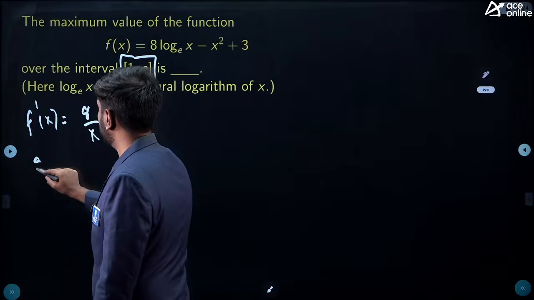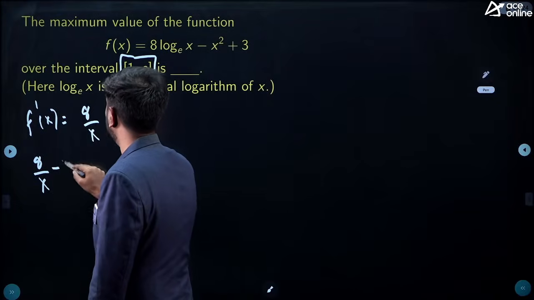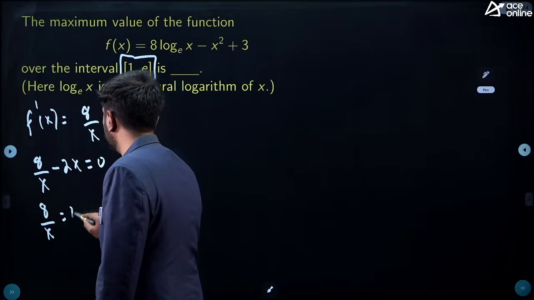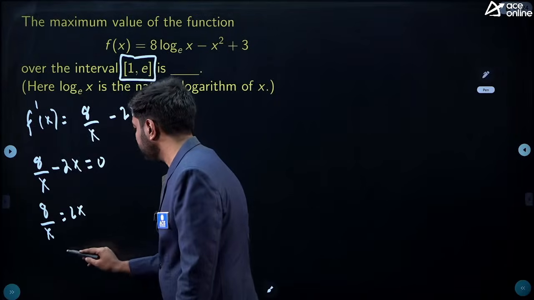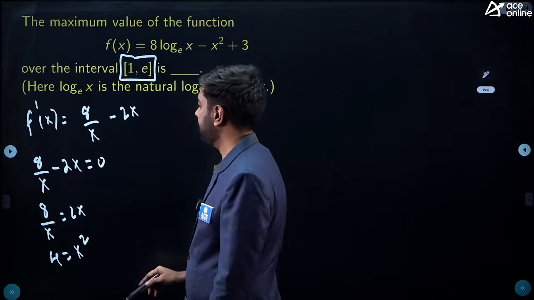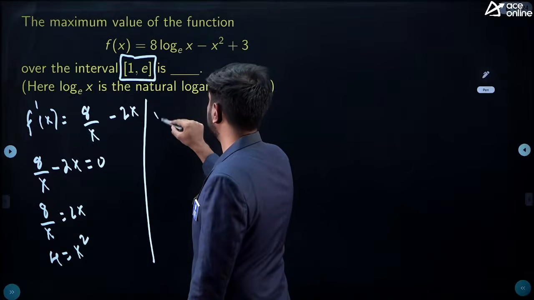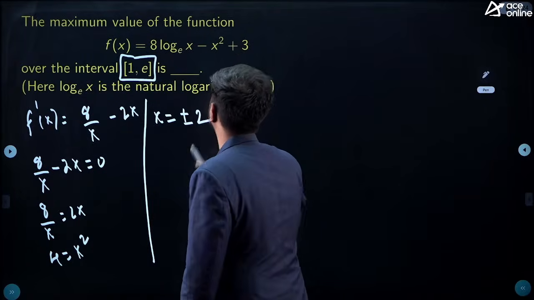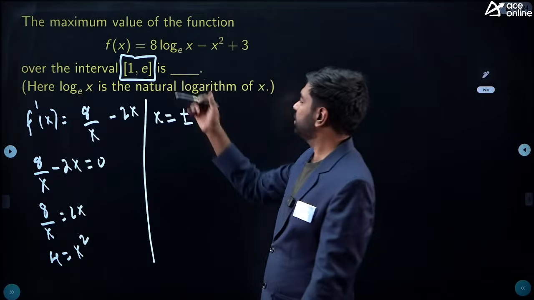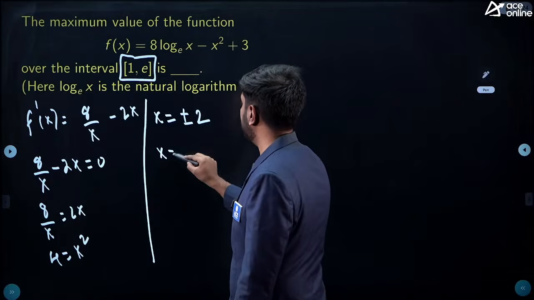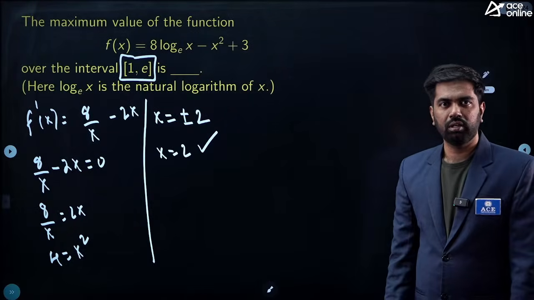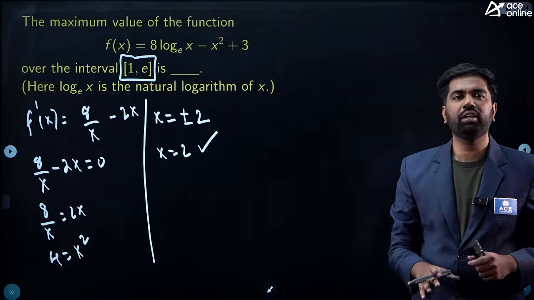Equate this to 0. 8 by x minus 2x equal to 0, and then 8 by x equal to 2x. You have 4 equal to x square, and then you have x value as plus or minus 2. You can ignore minus 2 because minus 2 is not in this interval. So you have x equal to 2 as the valid stationary point. You need not do any second derivative thing here.